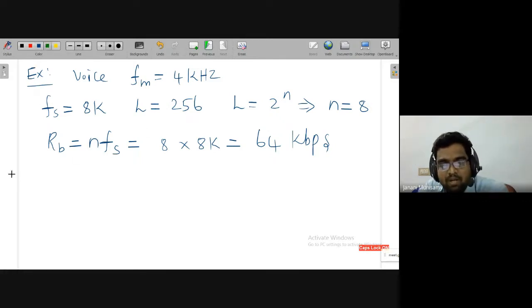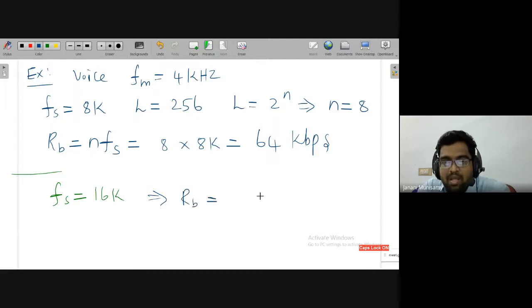Suppose in another system, instead of 64 kbps, if instead of 8 kilohertz they are using 16 kilohertz, then definitely what will be the RB? Instead of 64 kbps, 128 kbps will be there for each user.